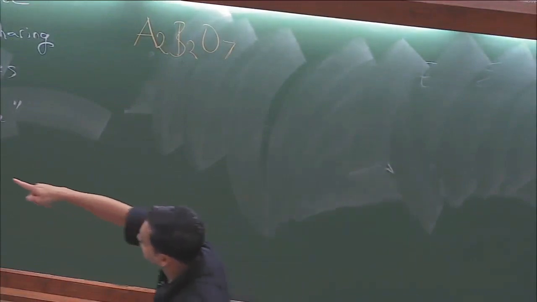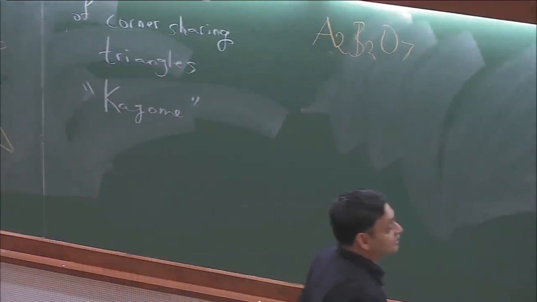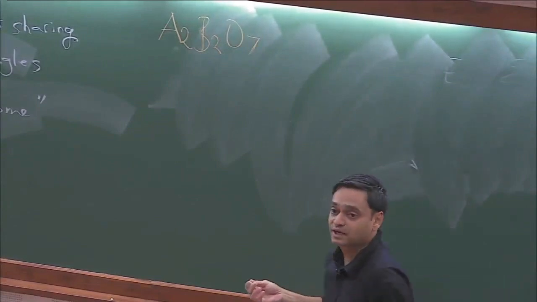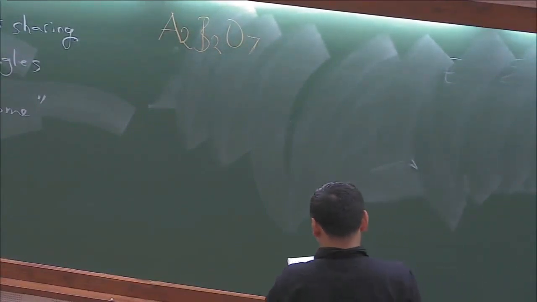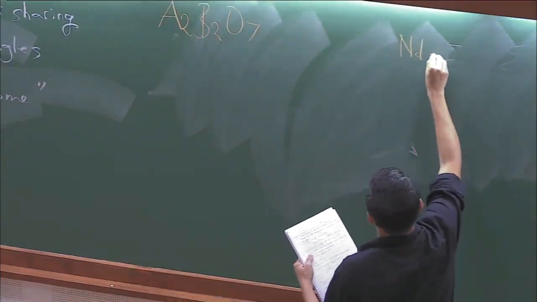Since I've already introduced the Kagome lattice, which is just this planar array of corner sharing triangles, I should mention that there are several materials where there are strong anisotropies coming from spin orbit effects on the Kagome lattice. One example I'm familiar with is a neodymium compound.